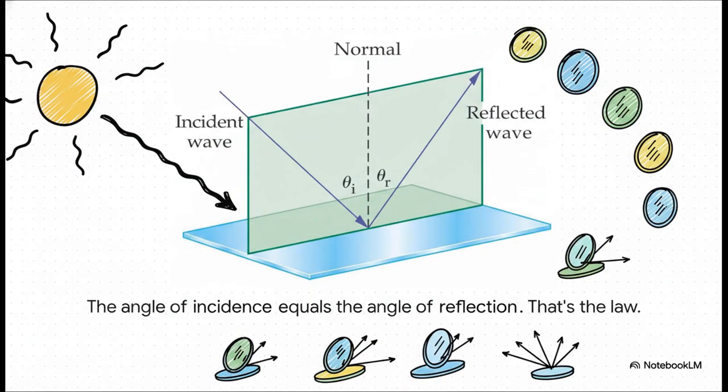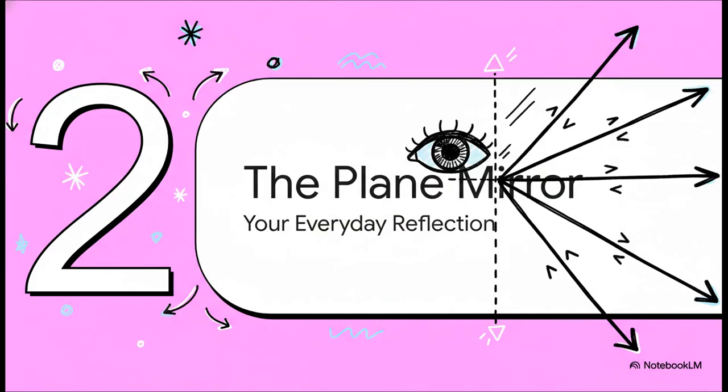And here it is, the one law to rule them all, and it is so beautifully simple. The angle the light comes in at, we call that the angle of incidence, is exactly the same as the angle it bounces off at, the angle of reflection, every single time. This one little rule is the master key to unlocking every secret a mirror holds. So let's take that law and apply it to the mirror you probably looked at this morning. The good old-fashioned, simple, flat, plain mirror.